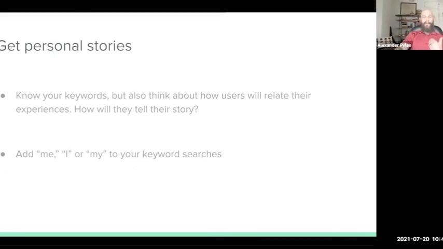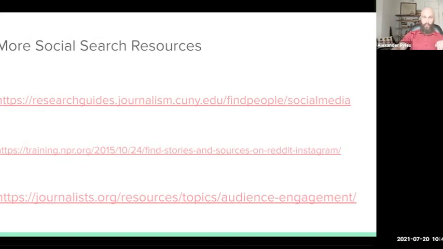So I've had a great deal of success in finding personal stories on social media, people that we want to talk to, by adding the words me, I, or my to my keyword searches. My brother is getting evicted from his home. My mom is looking for her first COVID-19 vaccination shot and can't find it. Where can I go? Adding some of those words to your searches can help you find those personal stories.